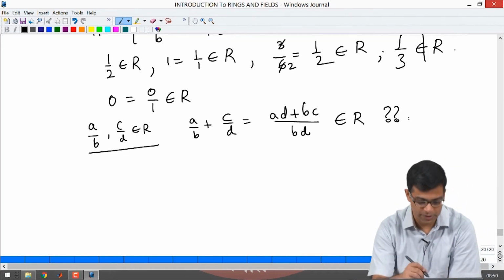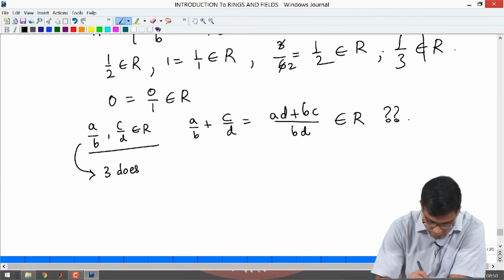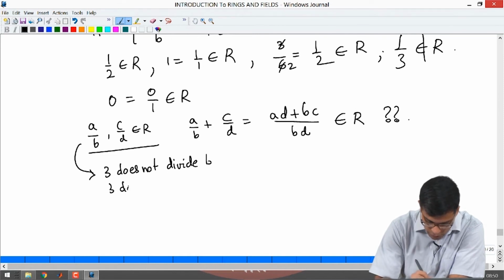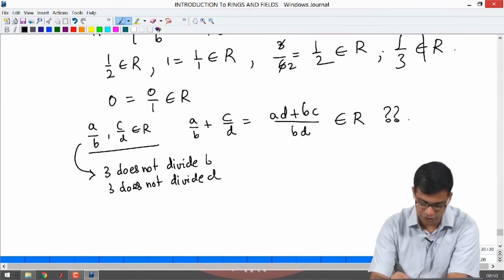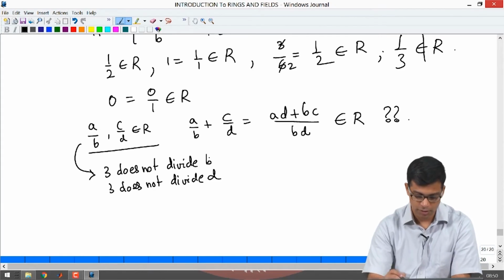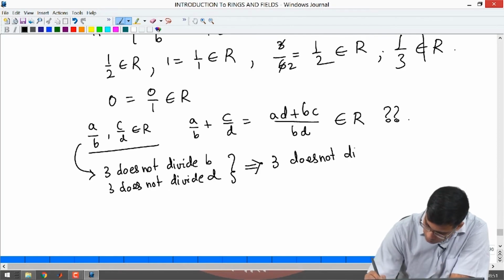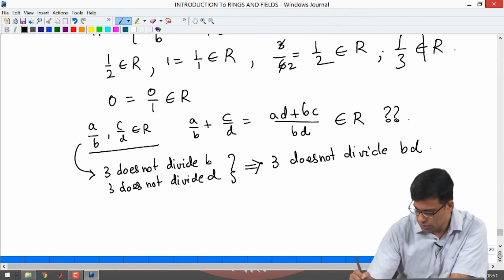We know a by b and c by d are in R. So, this condition implies 3 does not divide b, and 3 does not divide d also, by definition, right. 3 does not divide b, 3 does not divide d, because a by b and c by d in their simple forms after cancelling common factors are in R. So, 3 does not divide b and d, but because 3 is a prime number, this implies 3 does not divide the product also. This is the property of prime numbers.